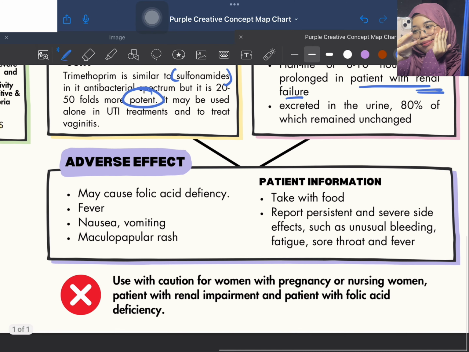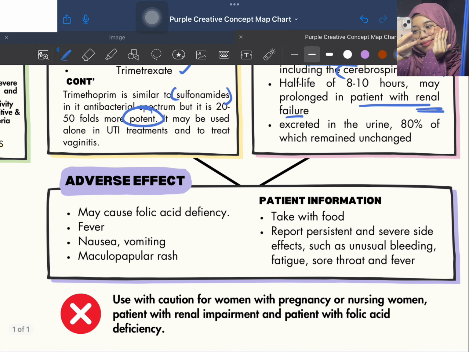Some of its adverse effects include folic acid deficiency, fever, nausea, vomiting, and also maculopapular rash, which is bumps on the skin and discoloration of some areas. Patients taking this drug should take it with food and report to their doctor if experiencing severe side effects such as unusual bleeding, fatigue, sore throat, and prolonged fever.